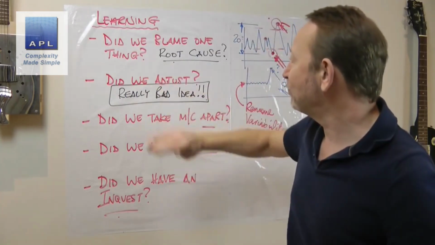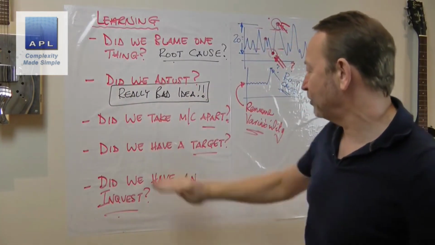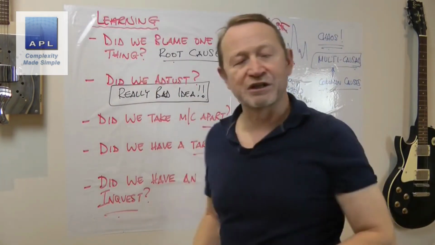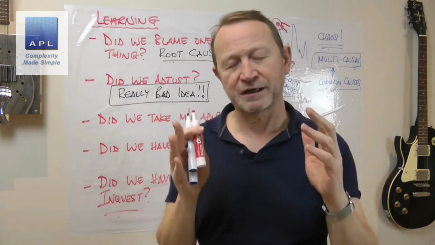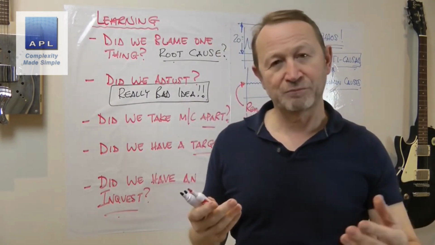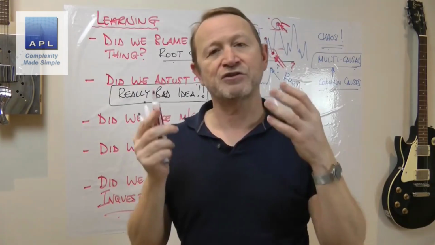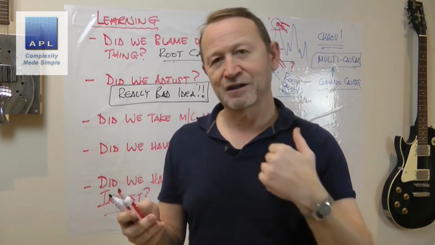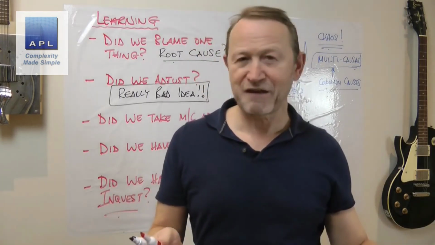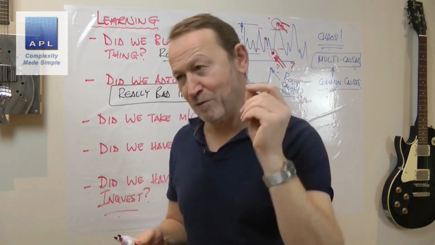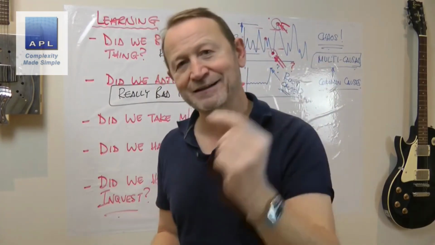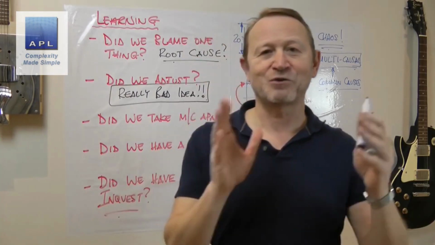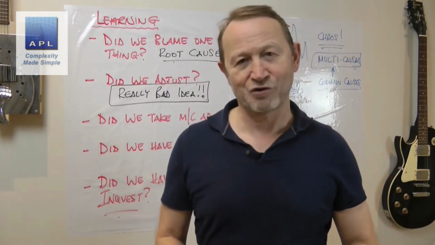Okay, so did we blame one thing? Did we adjust? Did we take the machine apart? Did we have a target? Did we have an inquest? Now, the reason why I use this list of five, these five learning points, is because these are behaviours that most companies have, and what they find is, despite their best efforts, the problem keeps coming back again and again and again. And it's because you are in chaos when you need to be in control.